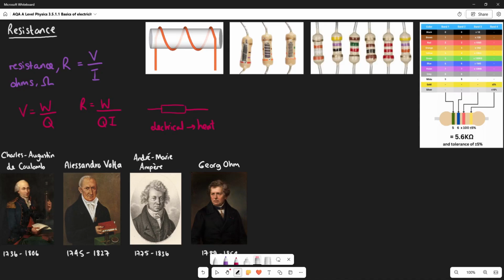You don't need to be able to identify resistor values from the colour banding as part of your A-level, but it's potentially very useful.